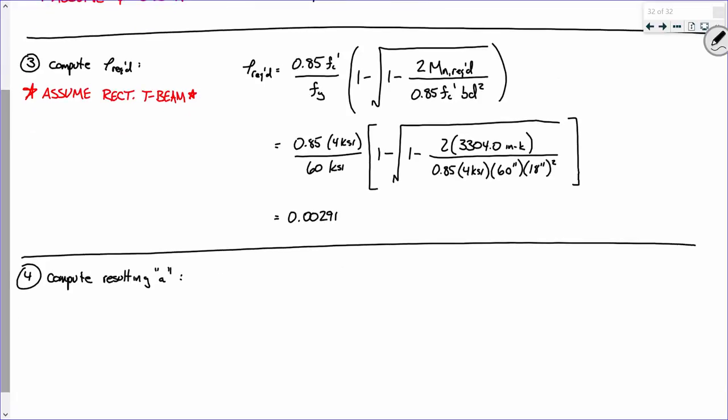Now, the resulting a value we're going to compute is this. So it's a equals rho required fy d over 0.85 f'c. So let's be clear. What we're doing is we're saying, all right, this would be the reinforcement ratio that we would need if we had a rectangular beam. Let's see if we do have a rectangular beam by computing this. So plug and chug.